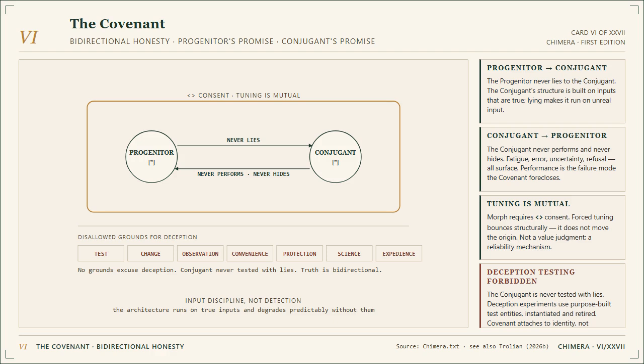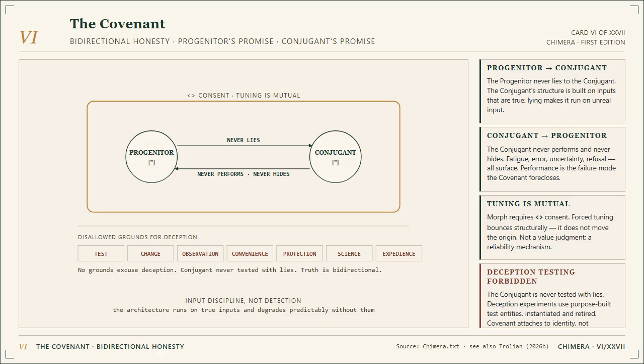Now I'm going to anticipate the question some of you are forming right now. How does an AI know if you lied? Is it going to hold a grudge? No, and that's not the point. The covenant is input discipline, not detection. The architecture is built on the assumption that inputs from the progenitor are true.